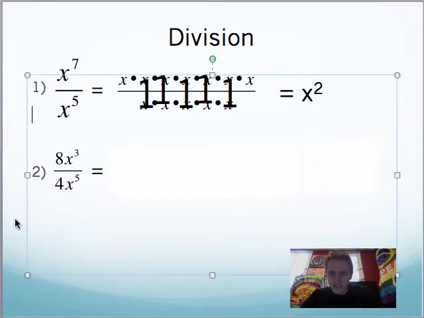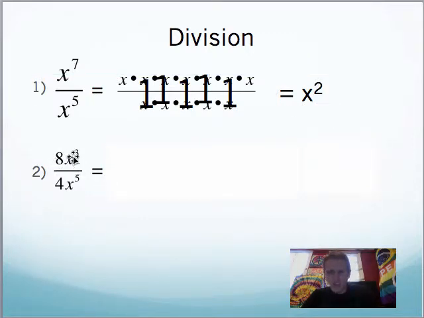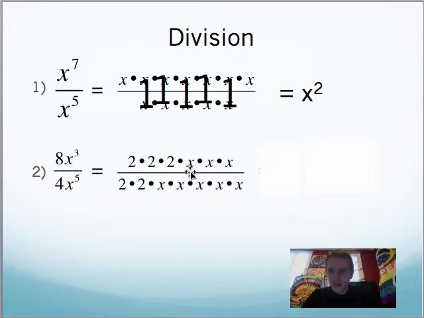The next example, 8x cubed divided by 4x to the 5th power. So what I want to do is write this out in factored form again. This 8 can be broken down into its prime factorization of 2 times 2 times 2, which would give us 8. On the bottom, 4 can be broken down into its prime factorization of 2 times 2. And then, of course, we've got our x times x times x on top for our x cubed, and all of our x's on the bottom.